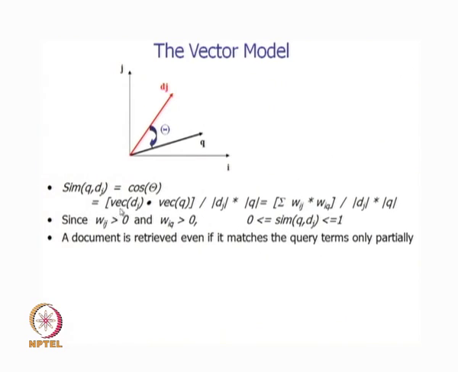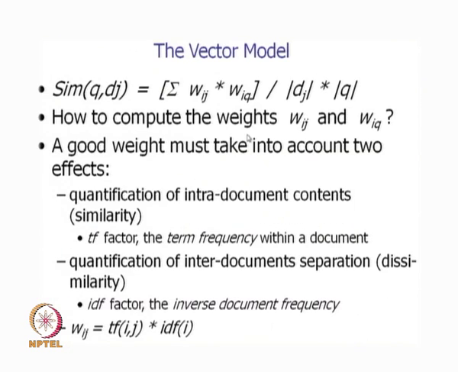Weight values are non-negative. A document is retrieved even if it matches the query terms only partially. So, retrieval is done anyway by the search engine, and it is only the rank calculation or the relevance calculation where the cosine similarity measure is used. Proceeding with more details of the vector model, we get the similarity of q and d_j as the dot product of the two vectors q and d_j divided by the product of the magnitudes of these two vectors.